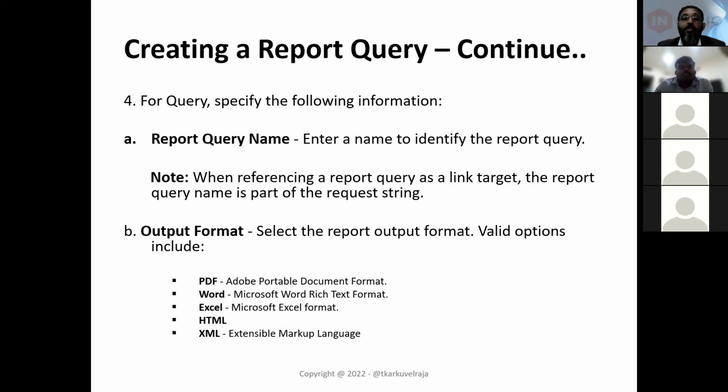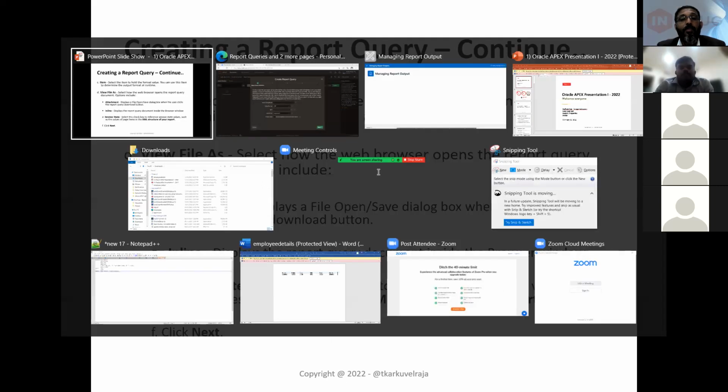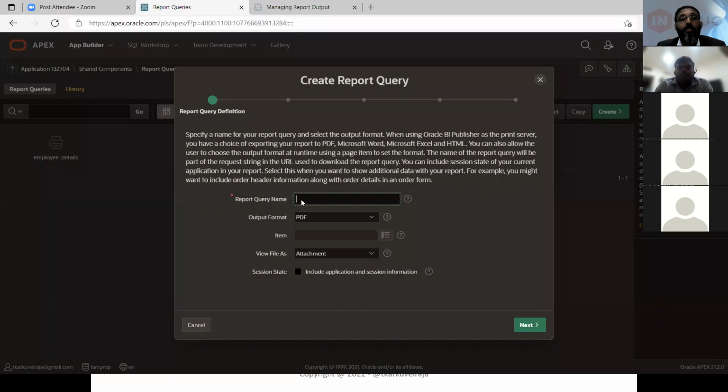Along with that, you need to select the output format. Some valid options are there, and you can only select those options: PDF, Word, Excel, HTML, and XML. After that, there is an option called item. The first is the report query name, which identifies the name of the report and should be unique, and then the output format, which has some valid output options. You can select any option from this.